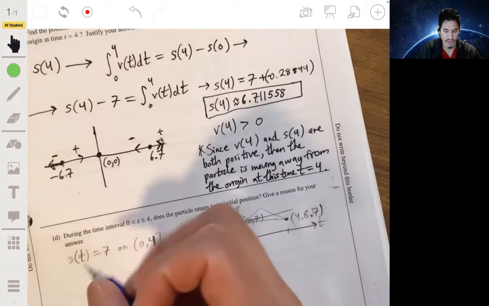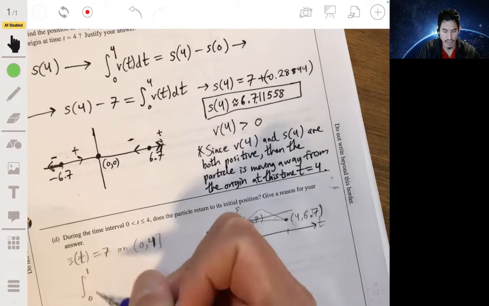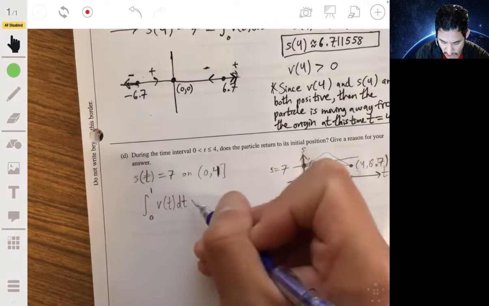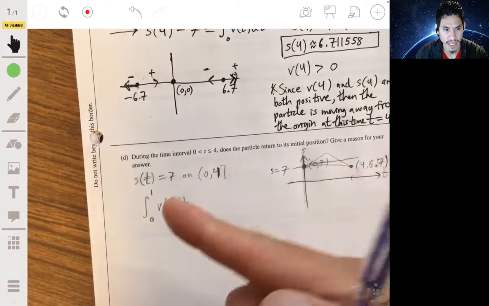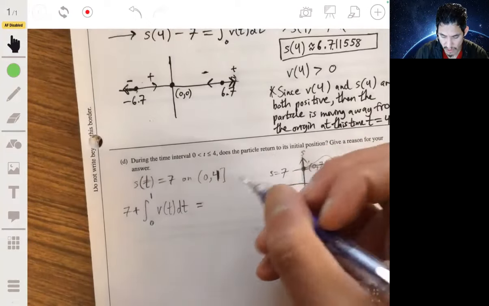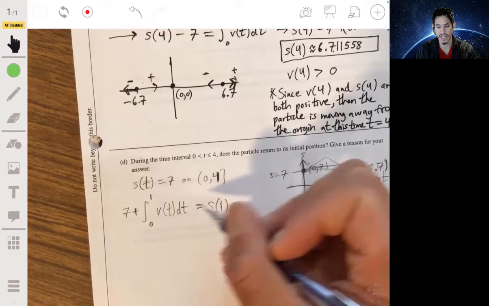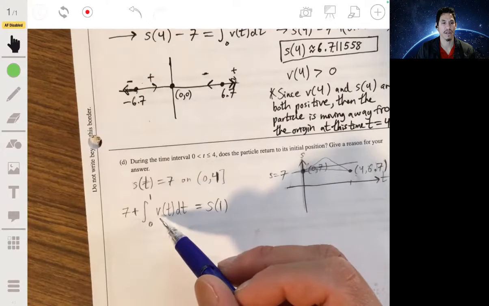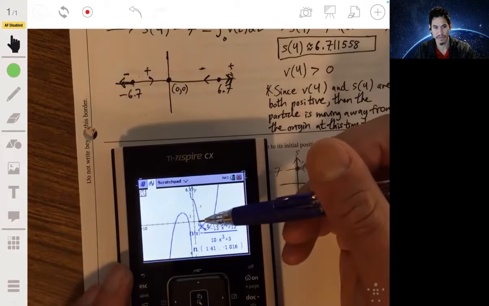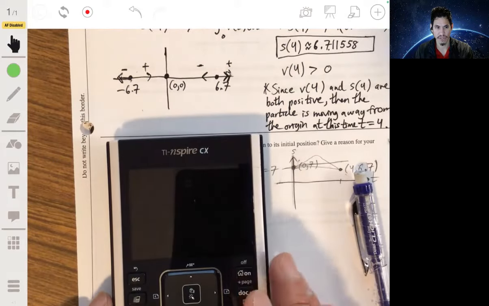So if you integrate v of t dt from 0 to 1 and then add 7 to this, this will give you the position at t equals 1, s of 1. And we know it's going to be more than 7 because the velocity is positive up to 1. So let's integrate the velocity function from 0 to 1.